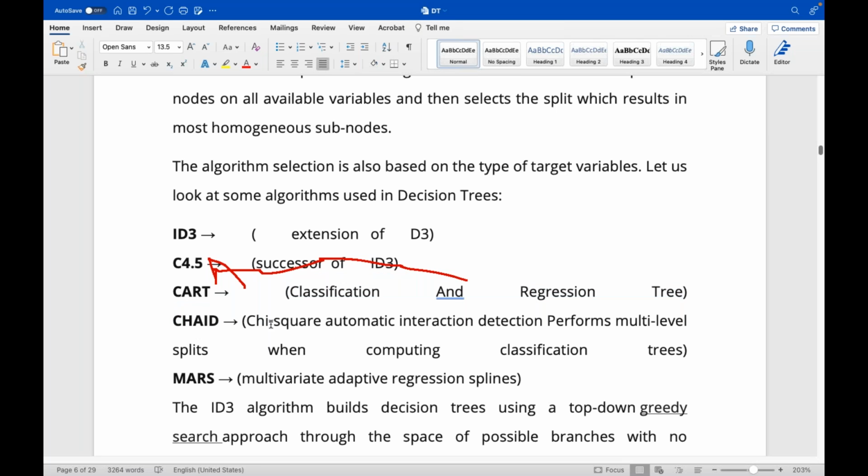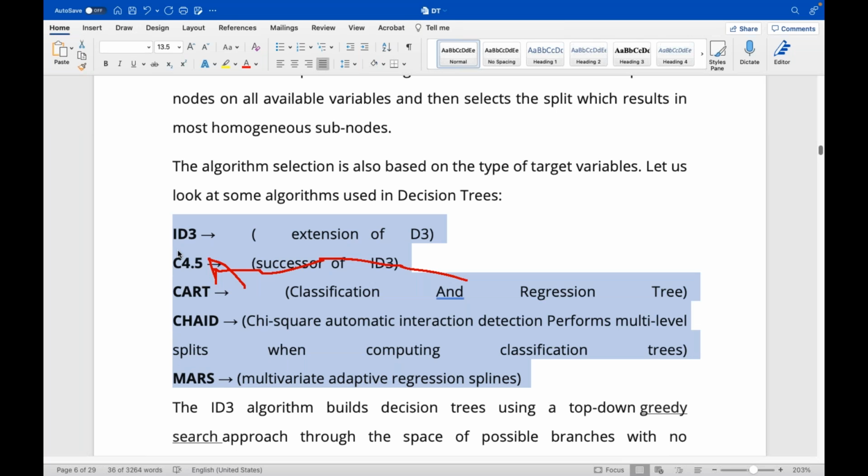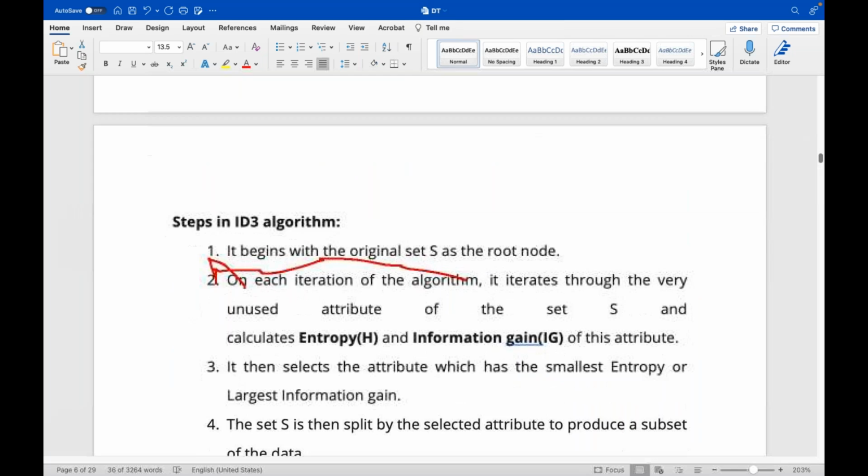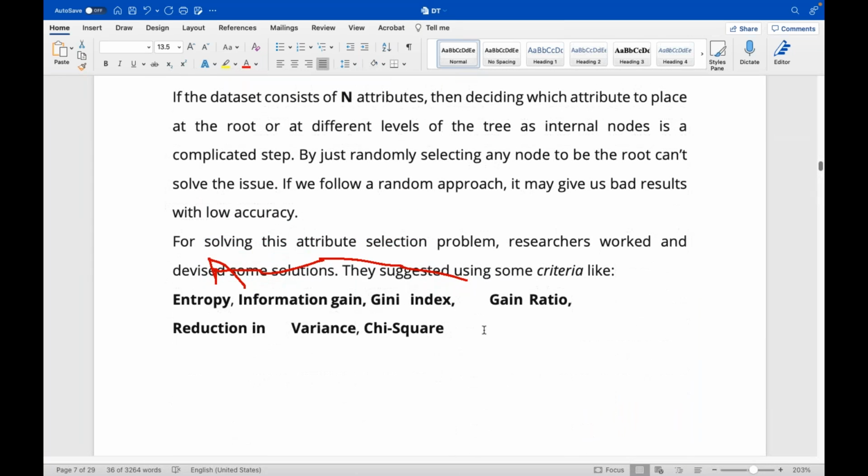CHAID, chi-square automatic interaction detection, performs multi-level splits when computing classification trees. And we have MARS, multivariate adaptive regression splines. These are the five different types of decision tree algorithms, and they work based on these concepts: entropy, information gain, Gini index, gain ratio, reduction in variance, and chi-square. Is my point clear?